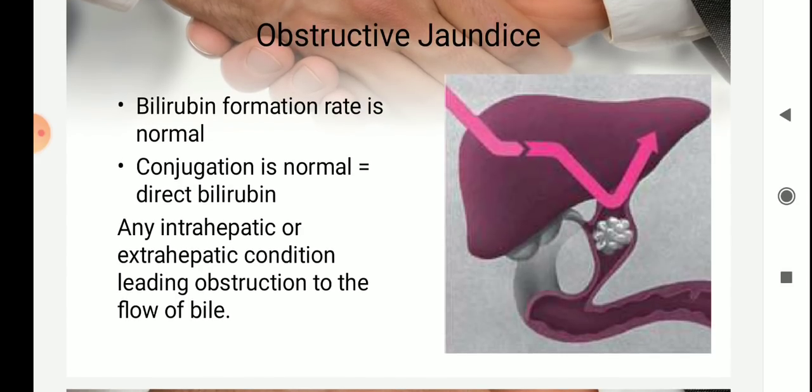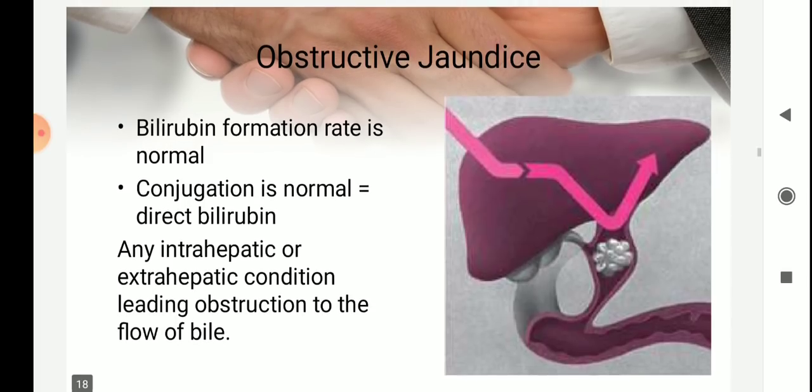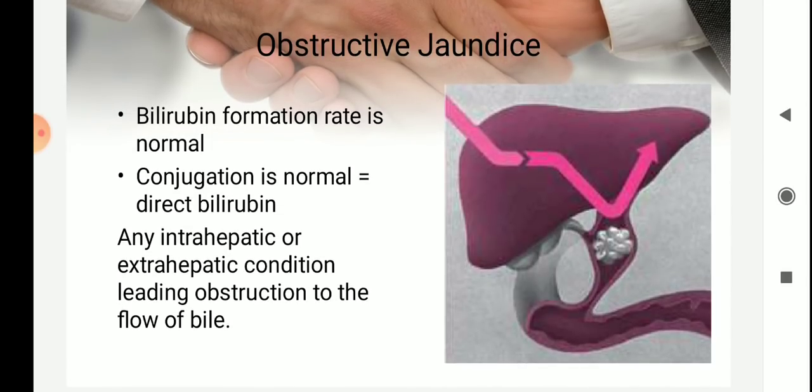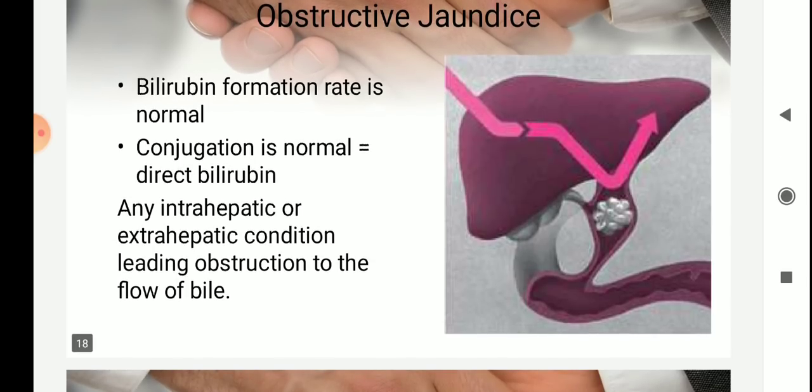Then comes the last subtype of jaundice, obstructive jaundice, wherein the bilirubin formation rate is normal, conjugation is normal, and there is direct bilirubin. Any intrahepatic or extrahepatic condition leading to obstruction to the flow of bile could lead to obstructive jaundice. Any outflow of bile being obstructed, for a surgical or mechanical reason, and with any extrahepatic obstruction the rate of bilirubin formation is absolutely normal.